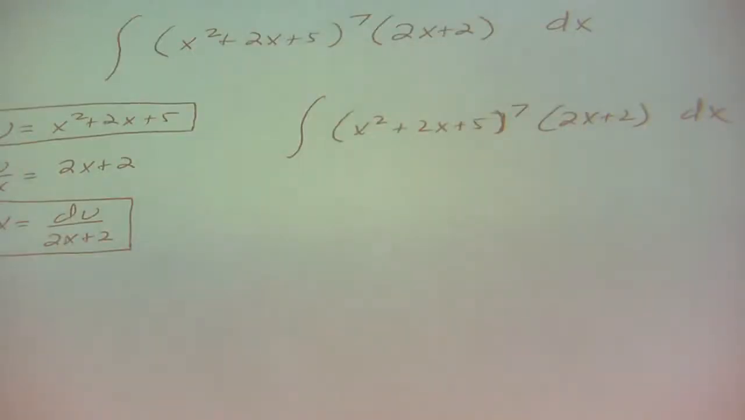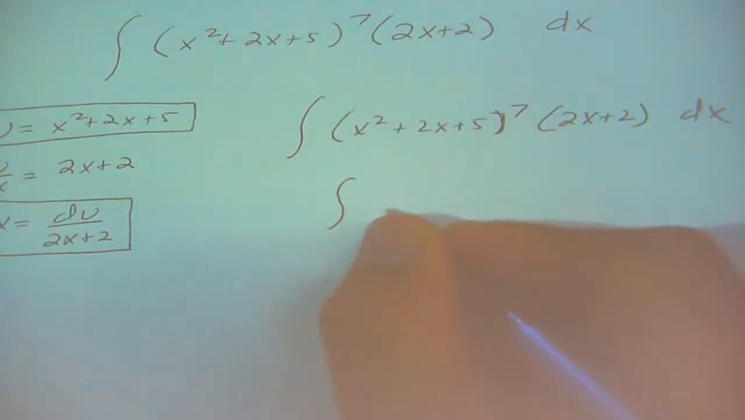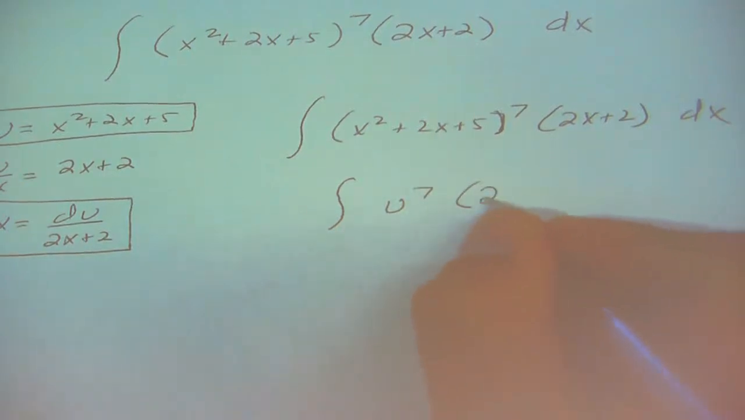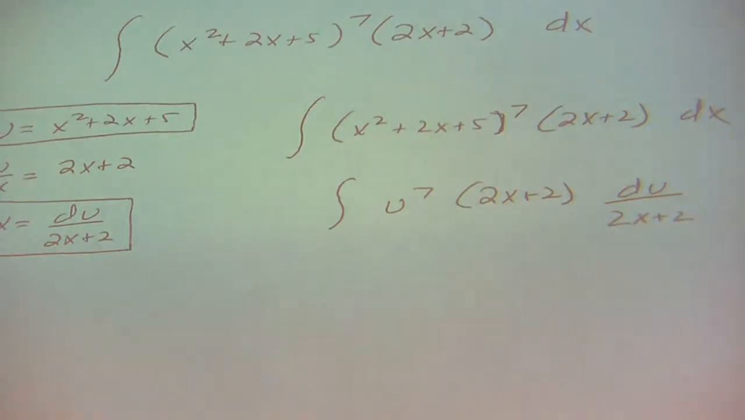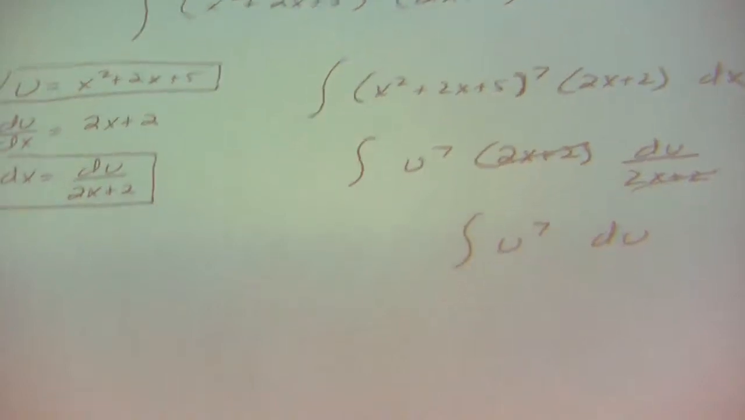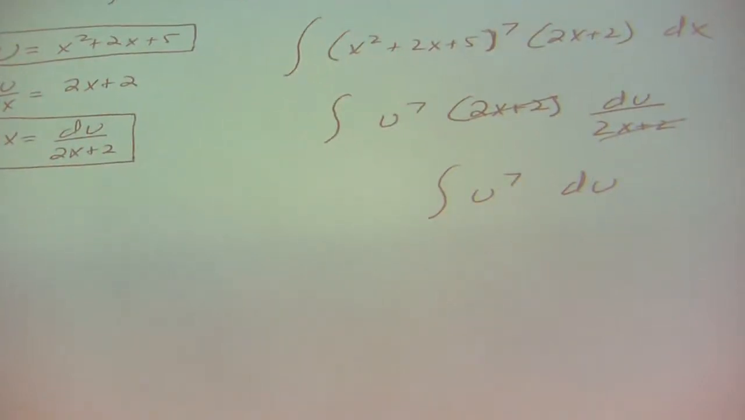All right, let's see how we're doing. So when I do the integral, this would be u to the 7, 2x plus 2. dx is du over 2x plus 2. What ends up happening? 2x plus 2, 2x plus 2. I have the integral of u to the 7 du. And again, I'm going to warn you over and over again. That's not my final answer. I haven't taken the integral.